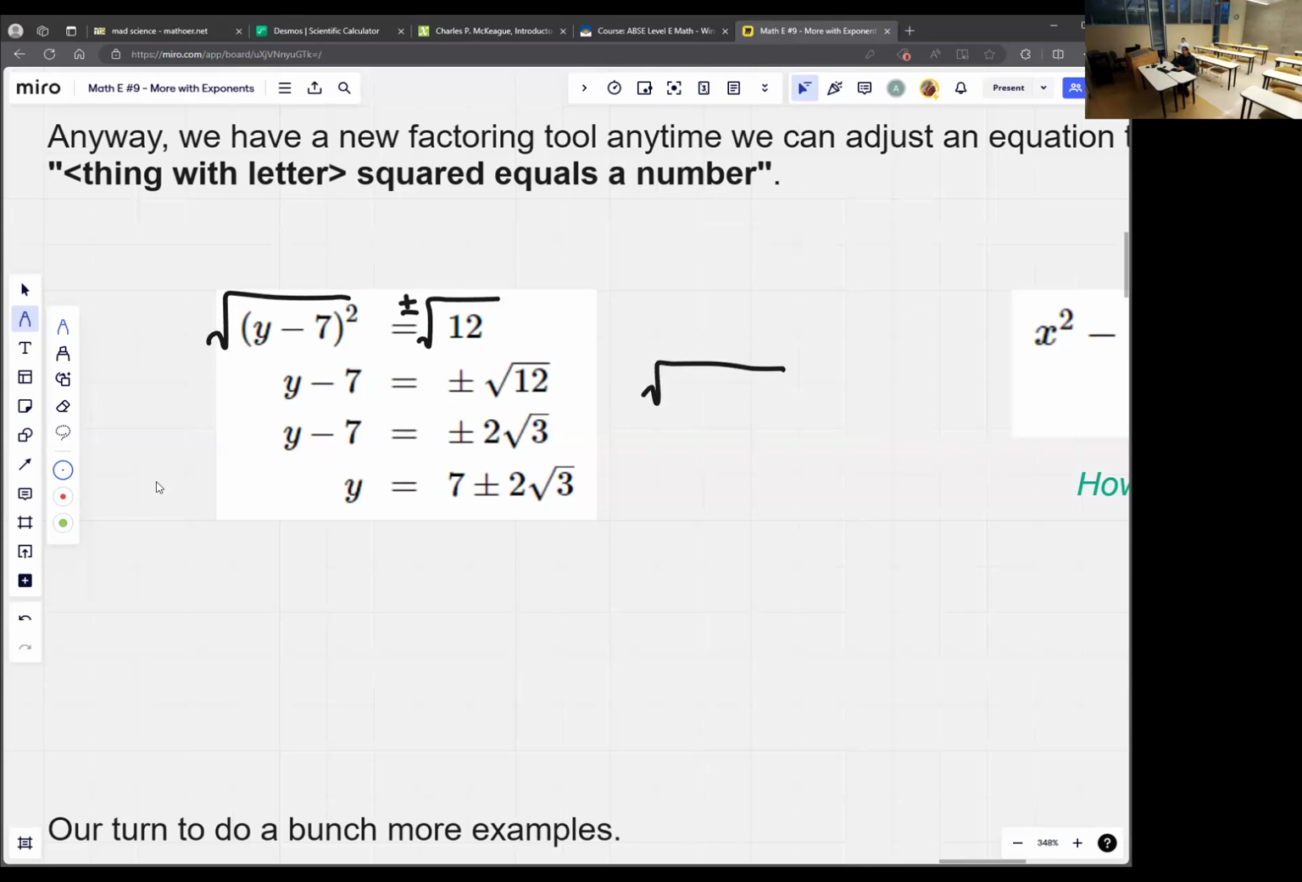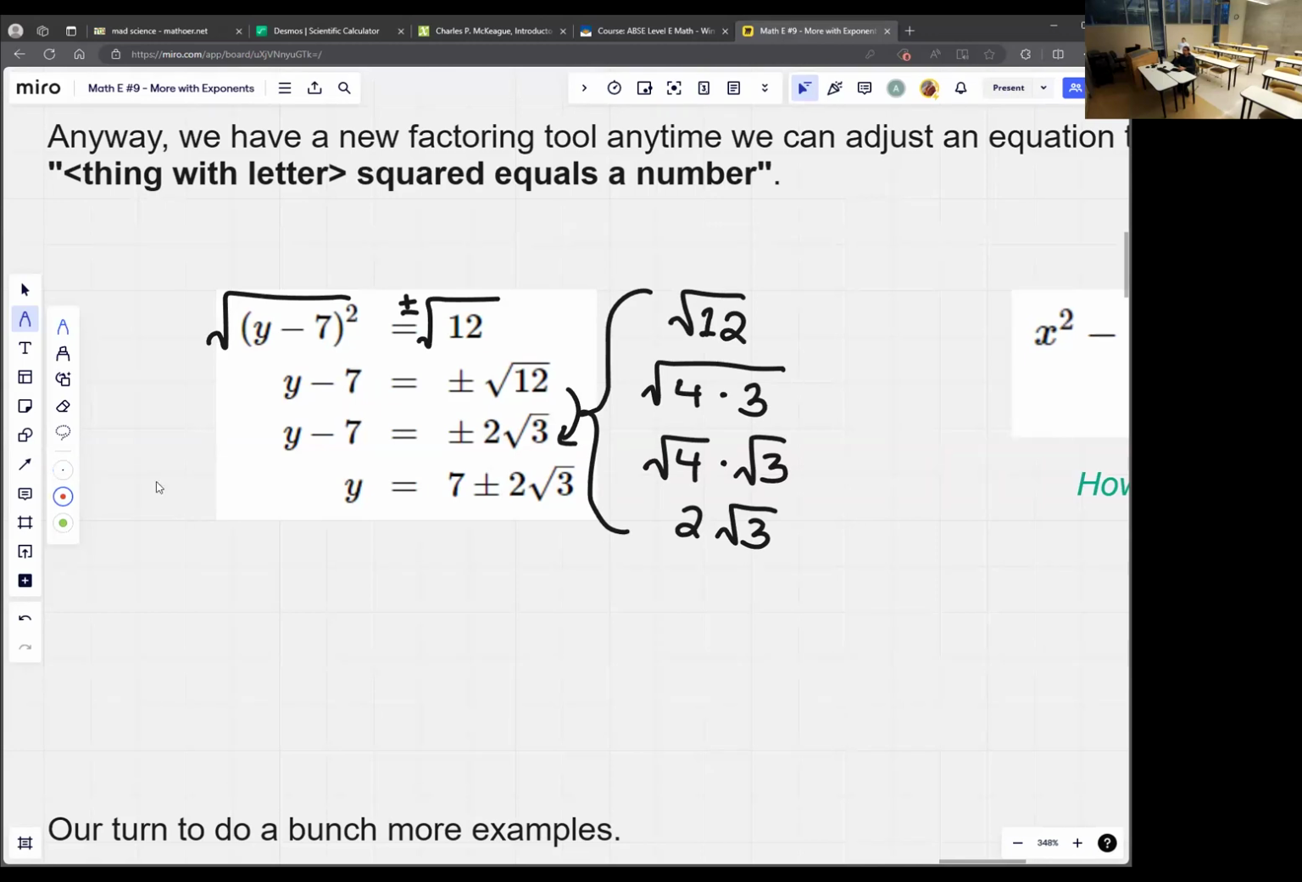Now, square root of 12 is the square root of 4 times 3. And we could break that apart using that property we just looked at as the square root of 4 times square root of 3, and we get 2 times the square root of 3. So all of that is what's going on behind the scenes as we're moving from one step to another here. Then finally, we have a minus 7, so we need to add 7 to both sides. And then we get 7 plus or minus 2 square root 3s. So we're just following along for now.